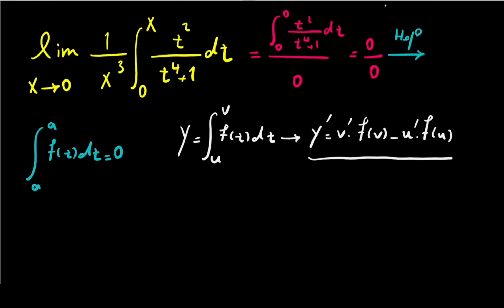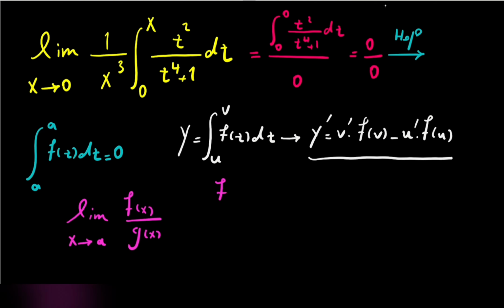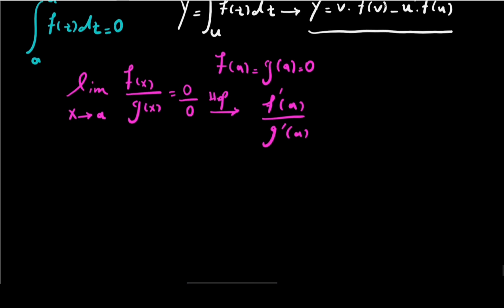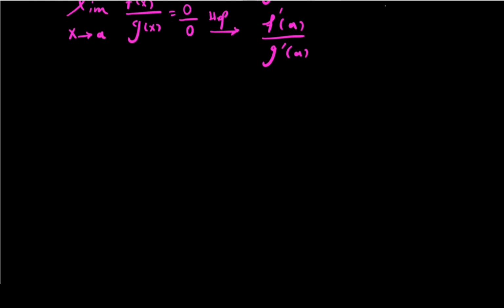And for L'Hospital's rule, if for example you have the limit when x approaches a of f(x) divided by g(x), and you know f(a) and g(a) are equal to 0, so it is 0 divided by 0, and it means you can use L'Hospital's rule: take the derivative on the top, f prime, and put a here, and g prime, put a here. So according to these really nice points, I want to take the derivative of that nice integral.